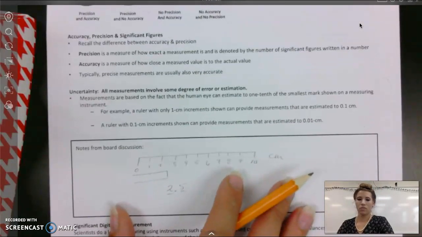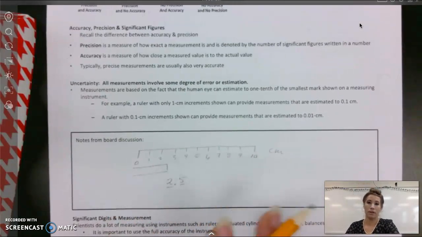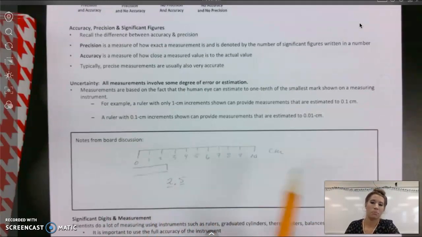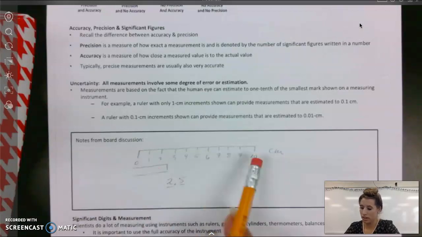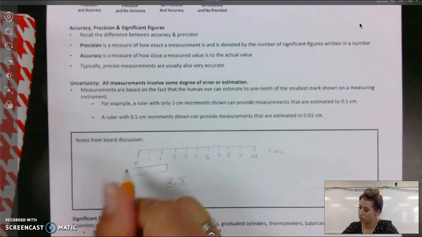Now, I drew a picture of a centimeter ruler, and I want to talk to you about certain and estimated digits. The more digits that a tool can give us, the more precise it is. So let's see how precise this ruler is when we're measuring this object.